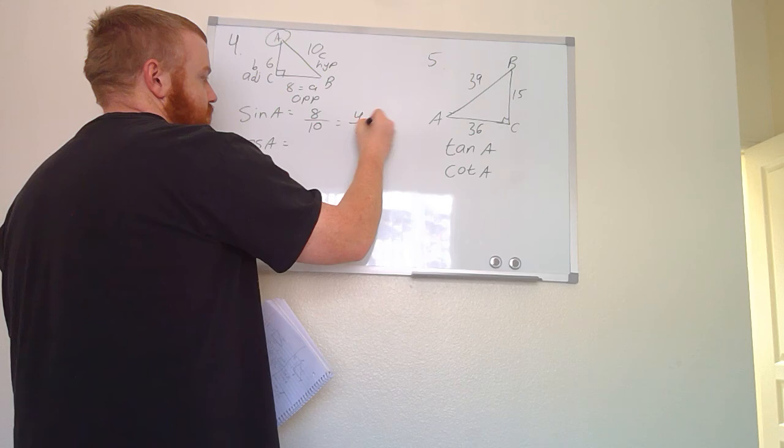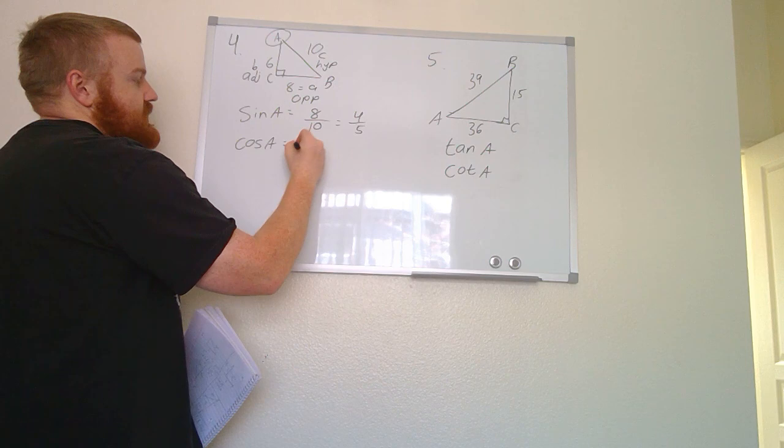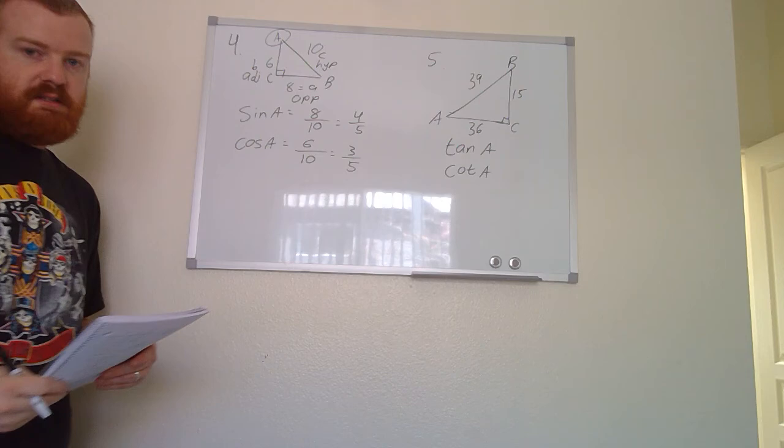Cosine, that's the middle portion of SOHCAHTOA, C-A-H. So cosine is adjacent over hypotenuse. So the adjacent is 6, hypotenuse is 10. 6 over 10 reduces to 3/5. So that's what our answer would be for number 4.